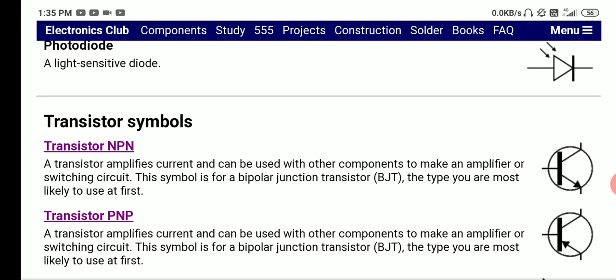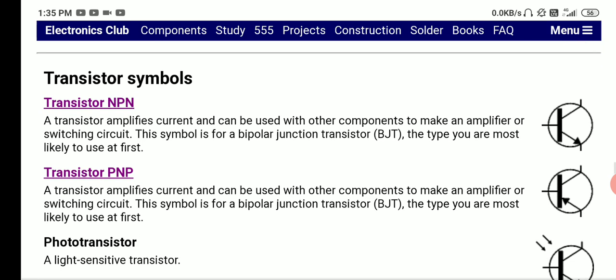It is photosensitive, it is light sensitive. Now there is the transistor symbol. Let me tell you what a transistor is and what it does. A transistor amplifies current.